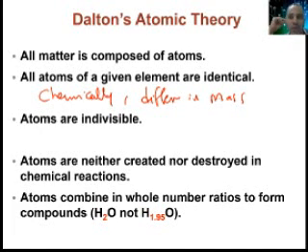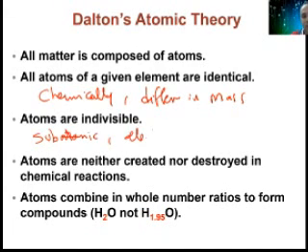The third postulate of the theory is that atoms are indivisible. And this postulate was later proven by experimental measurements to be completely incorrect, because we can actually detect subatomic particles like electrons and protons. We'll see how we were able to detect those.